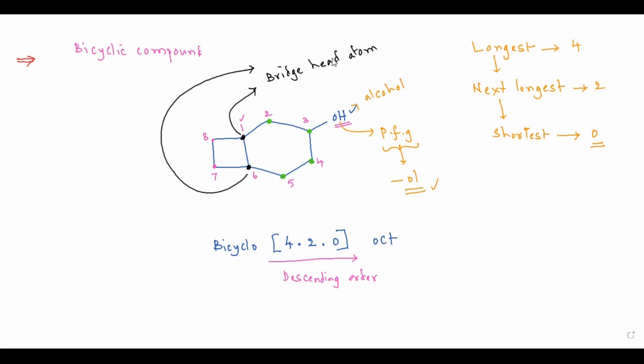The root word, octane. Then, N, because single bonds are there between carbon atoms. And at the third carbon, we got ol. So because you are writing a vowel, remove this. So name of this compound is bicyclo 4.2.0 octan-3-ol. Octan-3-ol.